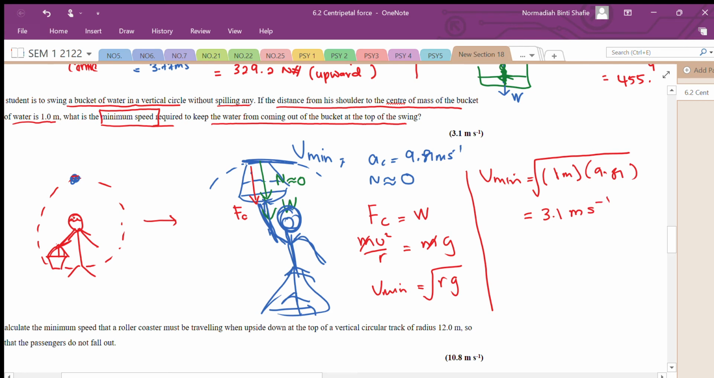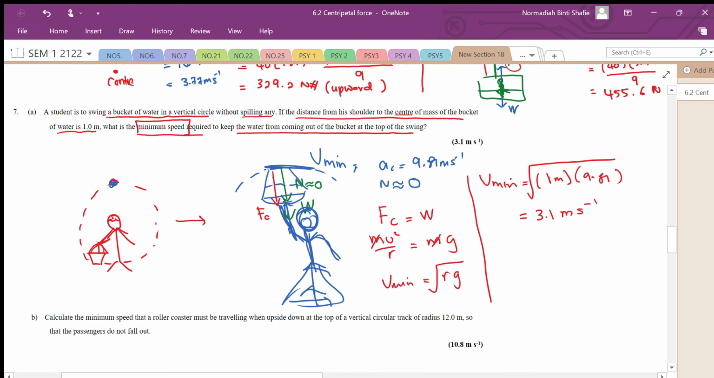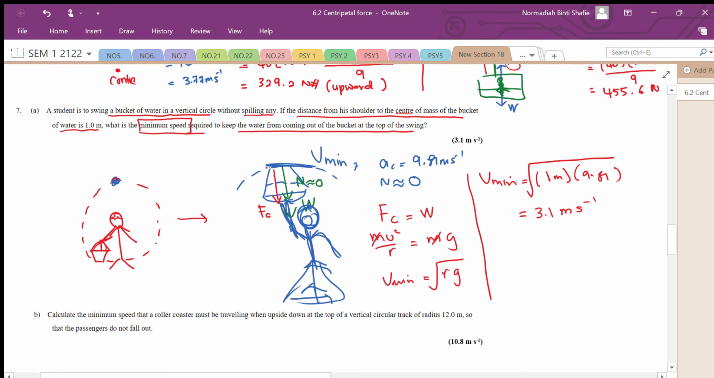Okey, kat sini radius dia tidak menggunakan tali. Okey, dia just gunakan tangan dia sahaja. Maka kat sini kita ambil lah dia punya jarak daripada shoulder dia terus ke center of bucket ni adalah sama dengan 1 meter. Okey, R dia 1 meter. So, R sini adalah 1 meter. Okey, sini pun 1 meter. So, sampai ke atas pun 1 meter R.